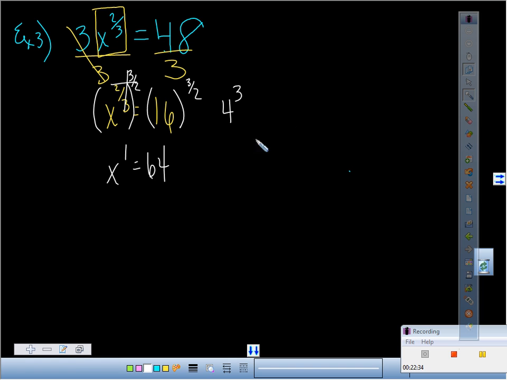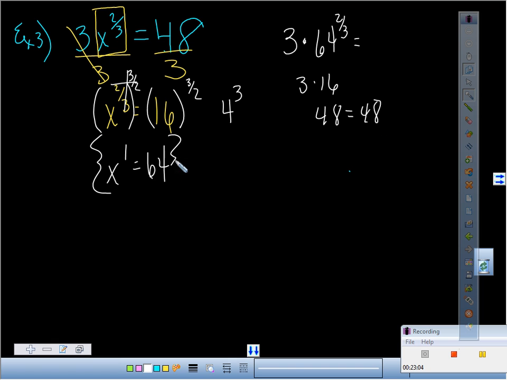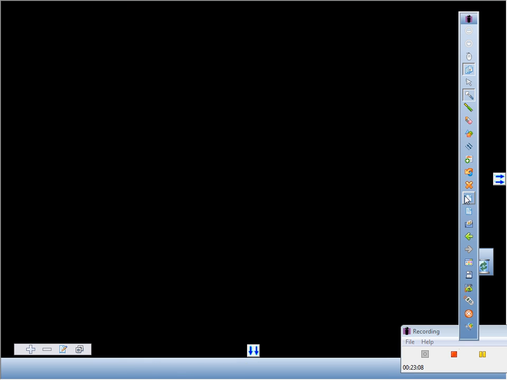Okay? If we wanted to check it, could we? People, you could go, what is 3 times 64 to the 2/3 power in your calculator? What's the cube root of 64? 4 squared. What's 3 times 16? It is my solution. All right, anybody got a question?